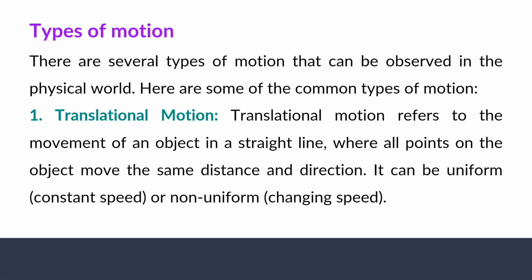There are several types of motion that can be observed in the physical world. Here are some of the common types of motion. Translational motion. Translational motion refers to the movement of an object in a straight line, where all points on the object move the same distance and direction. It can be uniform, constant speed, or non-uniform, changing speed.